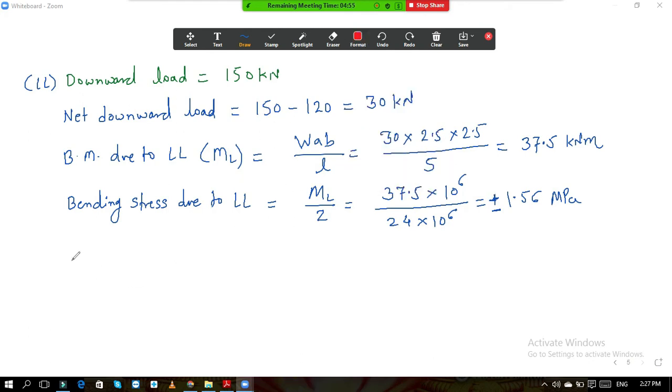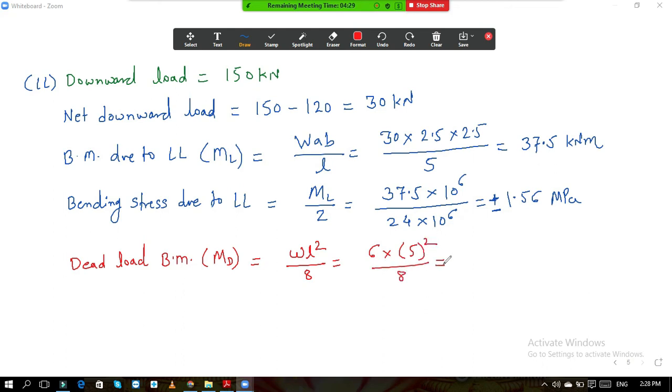Similarly, we will now consider the dead load. Dead load bending moment, so it is M_D. It is a UDL, so it is WL square divided by 8. The UDL is 6 kilonewton per meter, the span is 5 meters, divided by 8. Solve it. It is 18.75 kilonewton meter.